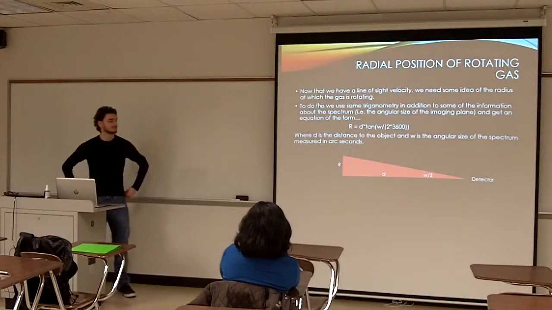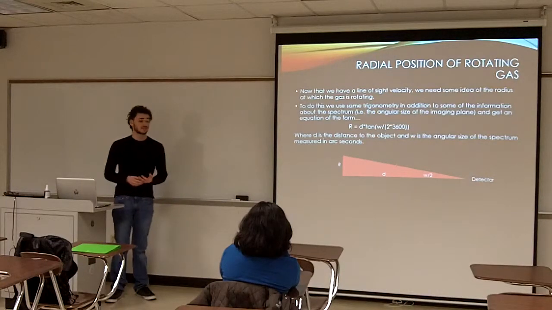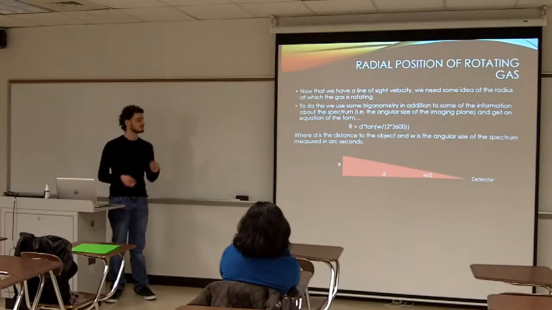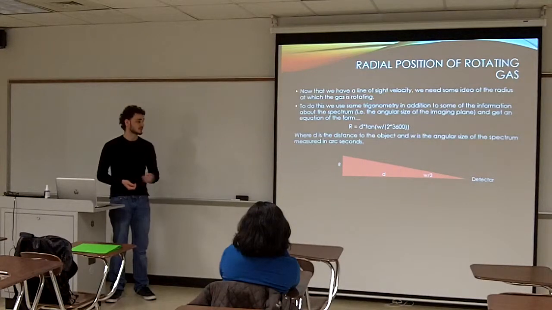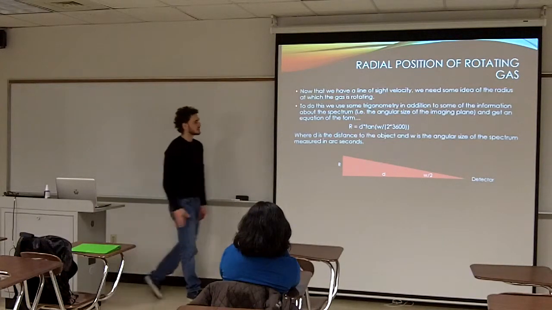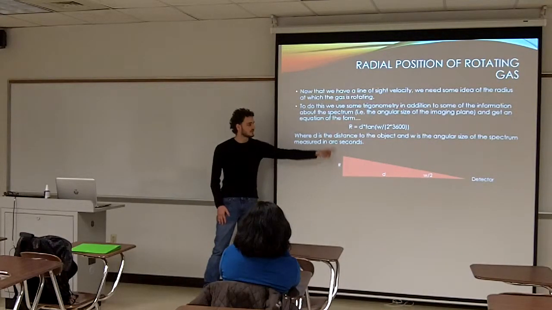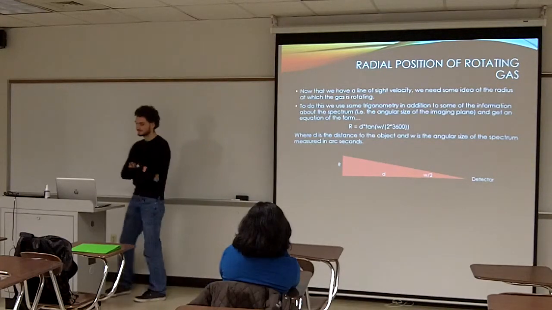All right, so now that we have line of sight velocities, in order to calculate the mass of the black hole, we're going to have to go back to some orbital dynamics and kinematics, and that's probably going to involve needing a radius of some sort. So with some basic trigonometry, I came up with this nice equation for determining the radius based on the distance of the object from us and the spectral width in degrees.